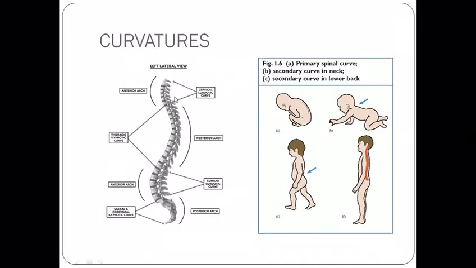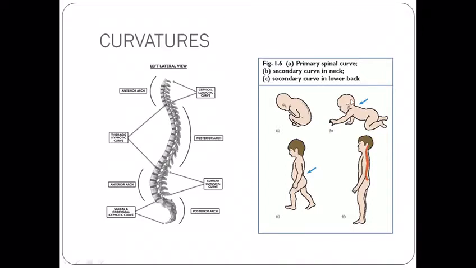And we have two secondary curvatures. One is cervical and one is lumbar curvature. And these two concavities are facing towards the dorsal aspect. And these secondary curvatures are developed after the birth. So first we can see the cervical curvature.